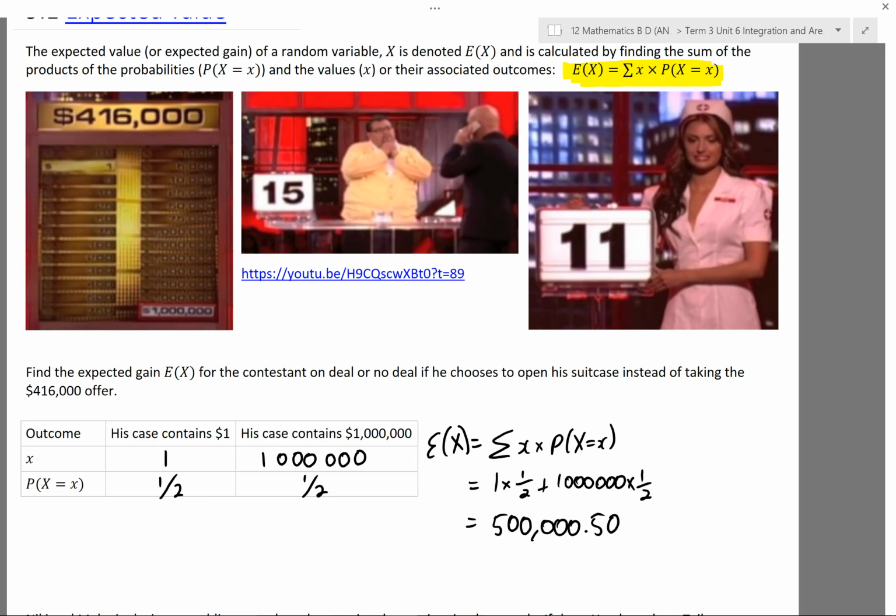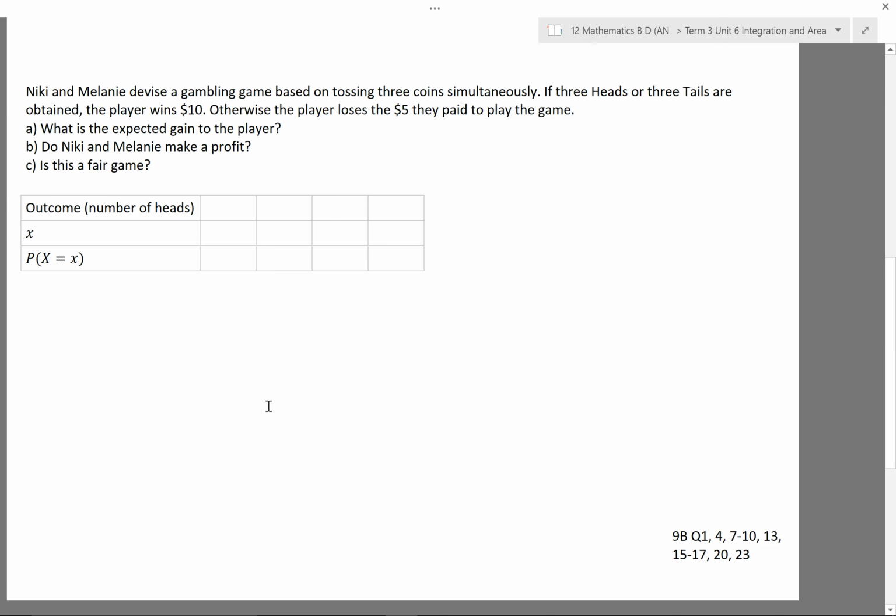However, he only has one chance, so depending on how much risk he likes to take, if he likes a lot of risk, sure, open up the case. In the long run, you'll do better than the bank offer, but some people might say he should take the bank offer. So if you want to have a look at this link, you can see what the outcome is. It's pretty funny seeing him talk to his family as well. We'll have a look at expected value in another game type scenario.